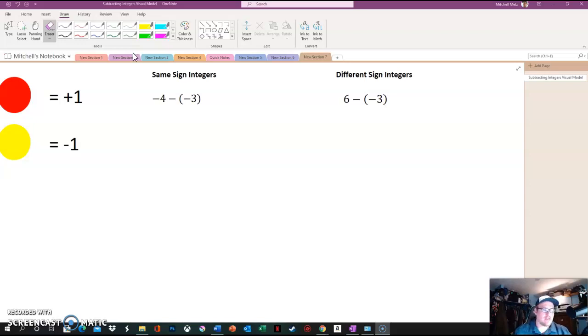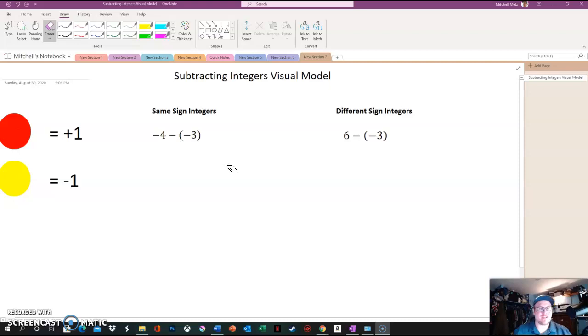In this tutorial I'm going to be teaching you how to subtract integers using a visual model. This is a little different from how you add integers, and you have to be very careful about what the problem is saying. So we're going to be doing this based on a different distinction between how to subtract same sign integers and how to do subtraction with different sign integers. So just make sure to pay very close attention to the methodology of this.